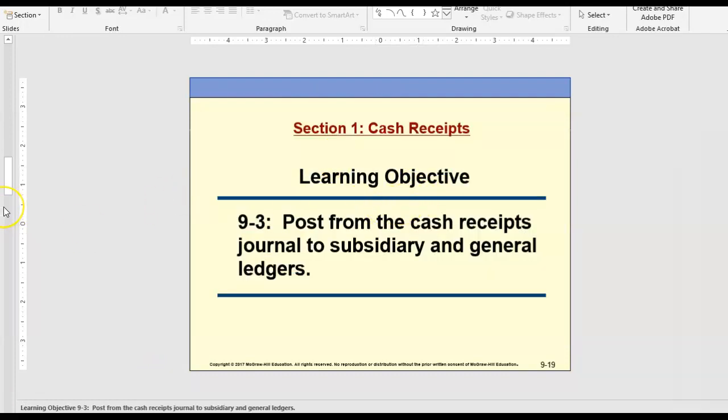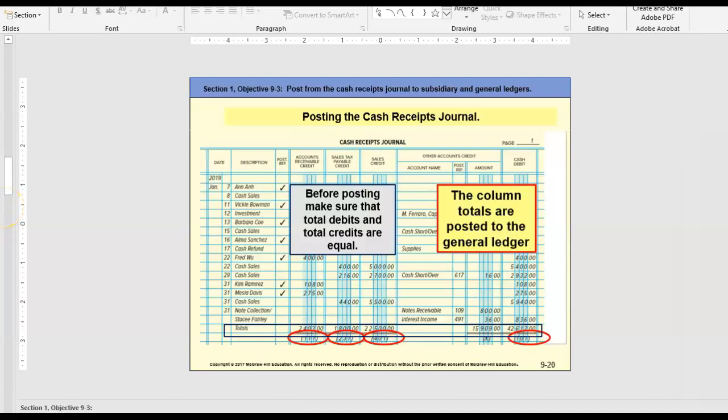Now let's look at the cash receipts posting to the subsidiary ledger and the general ledger. Okay. This is your cash receipts journal again. Notice that before you post, it says to make sure all the debits and credits are equal here, that all your accounts receivable equal the sales credit, which is equal to the sales tax plus the accounts receivable.